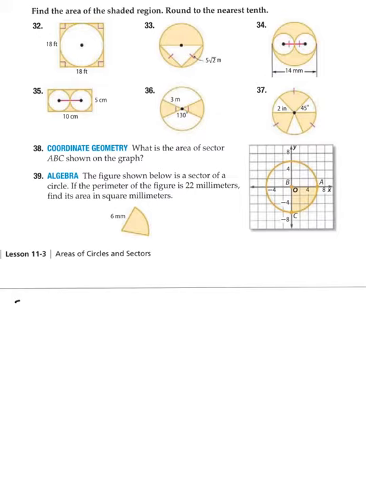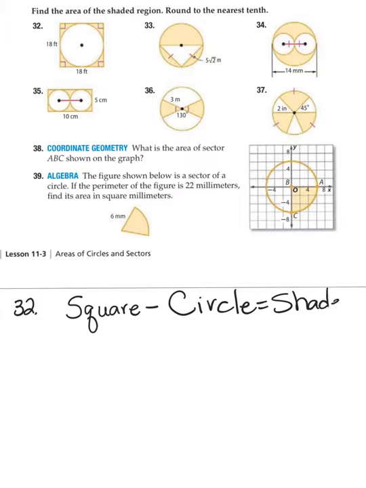I'm looking at 32. And I'm supposed to find the area of the yellow part. So in 32, I have a square. If I found the area of the square, and I removed from it the circle, then I would have the shaded region. So let's do that. The area of a square is a side squared, and the area of a circle is pi r squared, and that's going to equal the area that we're looking for, and they tell us to round to the nearest 10th.